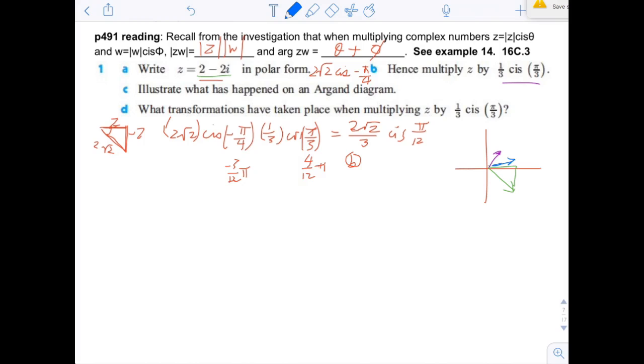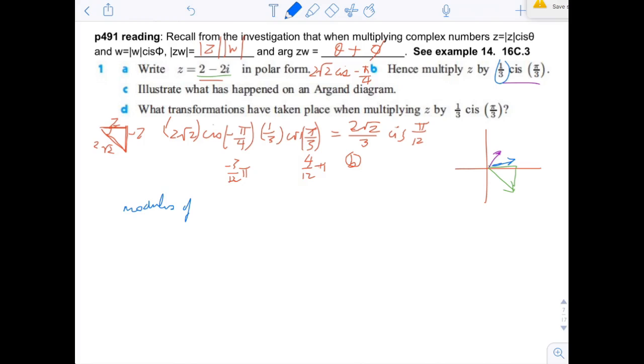D. What transformations have taken place when multiplying z by 1/3 cis pi over 3? Okay, so basically we have done a rotation, and when they say a transformation, you look at the original vector, which would be the green vector. So when you multiplied it by the purple vector, what happened to the green vector? First of all, did it get shorter or longer? Well, obviously it got shorter, didn't it? And the reason why it got shorter is because the modulus of the purple vector is 1/3, it's less than 1.